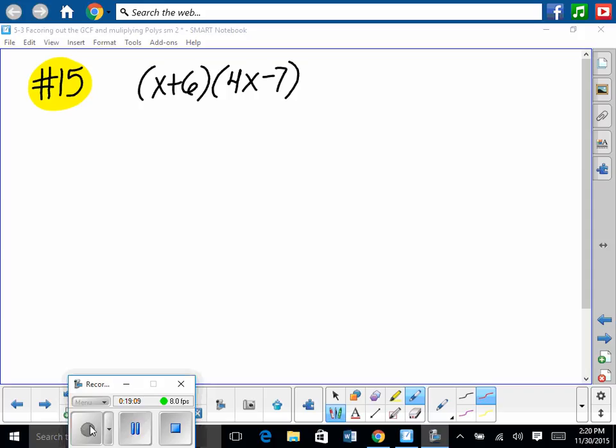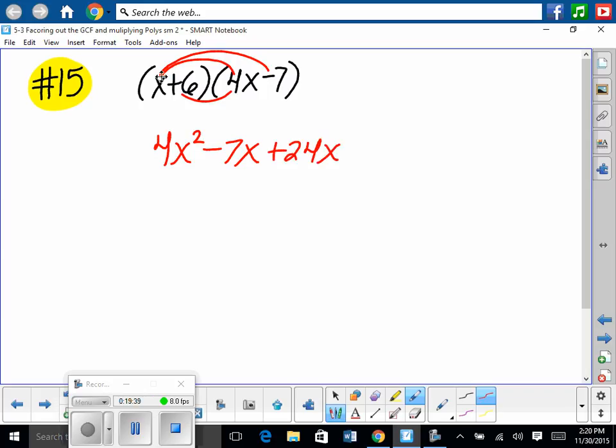Check your answers. So on number 15, this time we're not asked to factor. We're asked to find the product. So it's the exact opposite of factoring. We're multiplying these 2 things together. So we've got to double distribute because there's 2 terms and 2 terms. X times 4, 4x squared. X times negative 7, negative 7x. Does everybody understand how I distributed x through? I'm going to distribute positive 6 through. Positive 6 times 4x is positive 24x's. And then positive 6 times negative 7, negative 42.